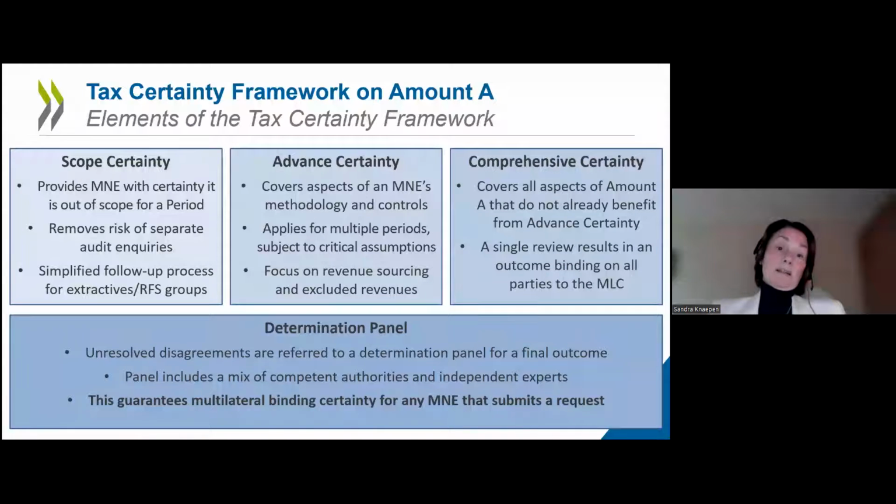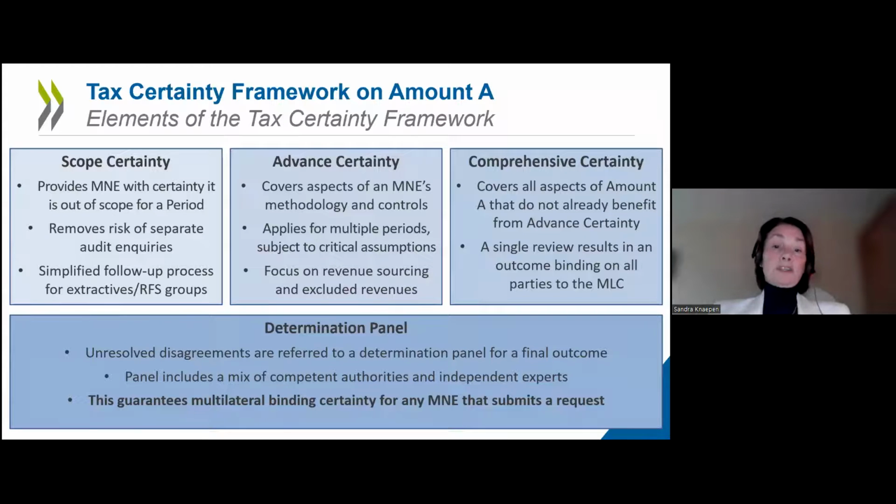And then finally, if you are an M&E in scope, you will also be able to request comprehensive certainty, which means that you would get a single review for a period that leads to binding certainty over all aspects of the MLC that have not been covered by advanced certainty, and that will be binding on all parties to the MLC.